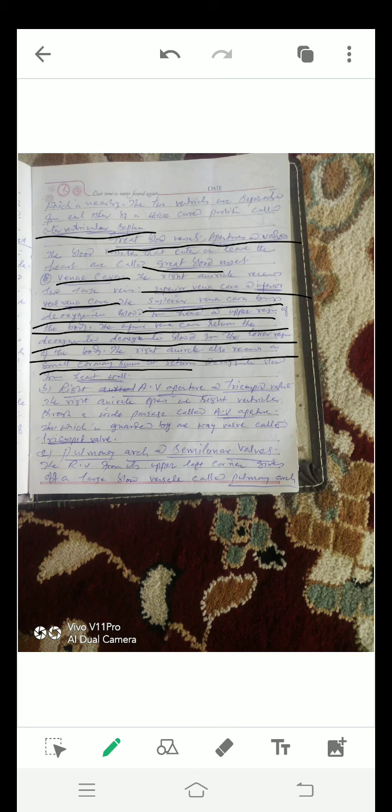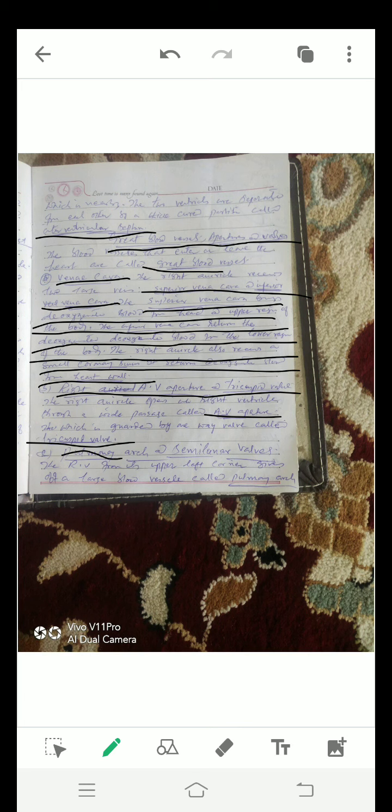The right auricle also receives a small coronary sinus. It returns deoxygenated blood from the heart wall. Right auriculoventricular aperture or tricuspid valve. The right auricle opens into the right ventricle through a wide passage called auriculoventricular aperture, which is guarded by a valve called the tricuspid valve.